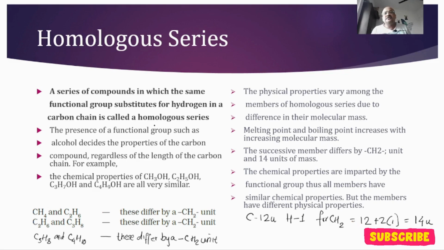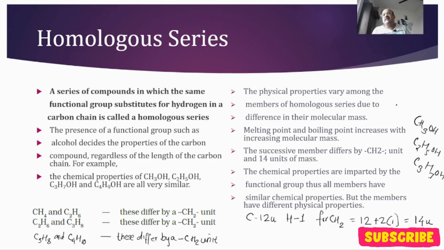Let us take the family of alcohols. Let us take methanol, then ethanol, and then propanol. These three first. The carbon has a tetravalency like this. In this case, one of the hydrogens is replaced by this OH group, that is the hydroxyl group, the functional group we have seen.